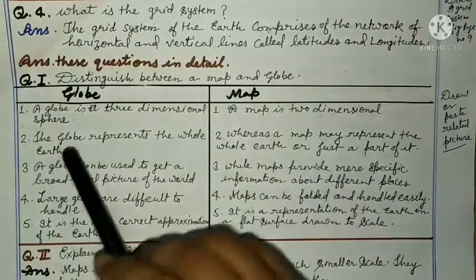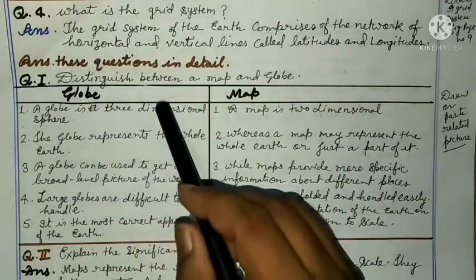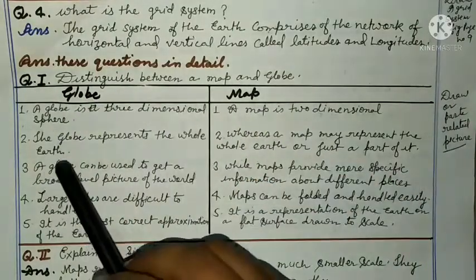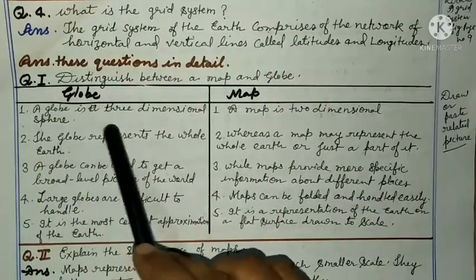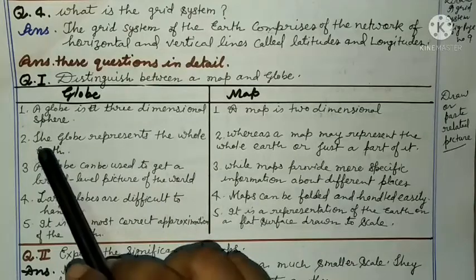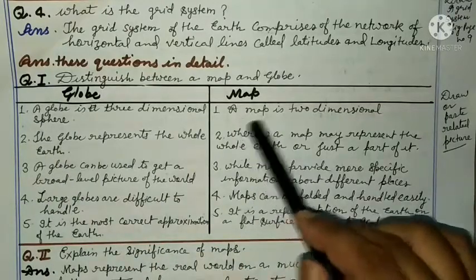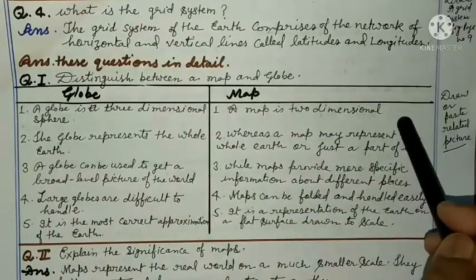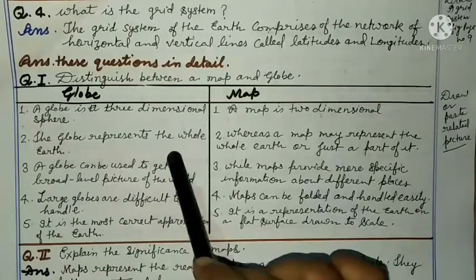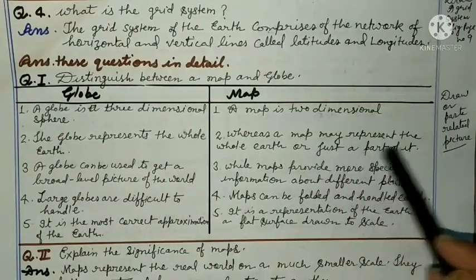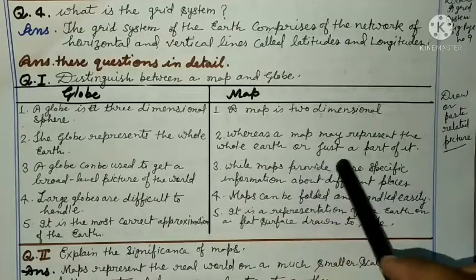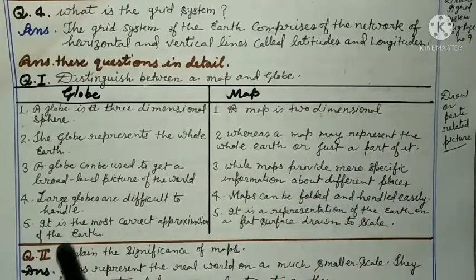Answer in details. Question first. Distinguish between the map and globe. A globe is a three-dimensional sphere and a map is two-dimensional. The globe represents the whole earth, whereas a map may represent the whole earth or just a part of it.